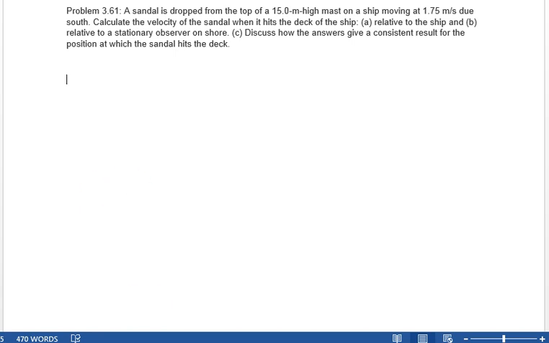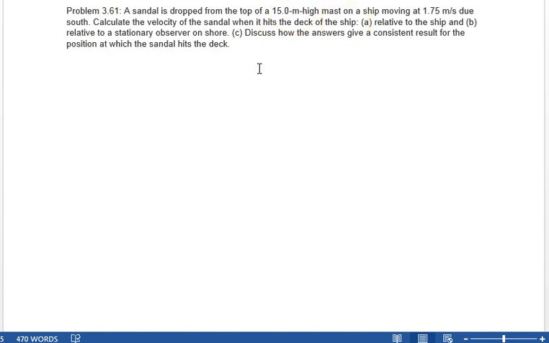So, on the ship, the ship is moving along at 1.75 meters per second. On the ship, the sandal appears to fall straight down, right? Because the sandal is also moving with the ship at 1.75 meters per second. So the ship is moving with the sandal. From the shore, it looks like the sandal makes a curve. From the ship, it looks like it goes straight down. All right, relative to the ship, how do we calculate the velocity of the sandal when it hits the deck?